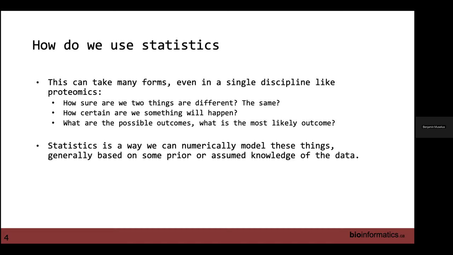All right, so how do we use statistics? I've boiled this down again into a couple of questions we may wish to ask in the field of proteomics or omics in general. How sure are we that two things are different or the same, right? This is our fairly standard question. We might do a t-test, see if two groups are significantly different. Other questions: how certain are we something will happen? Statistics can be predictive as well. We can predict the potential outcome or the probability of an event, as well as what are all of the possible outcomes. And then going back to the other question, which one is the most likely? How likely are each of the outcomes?